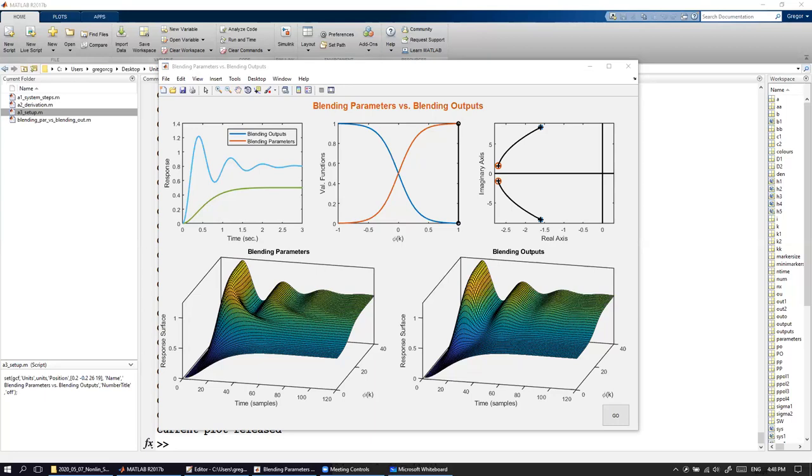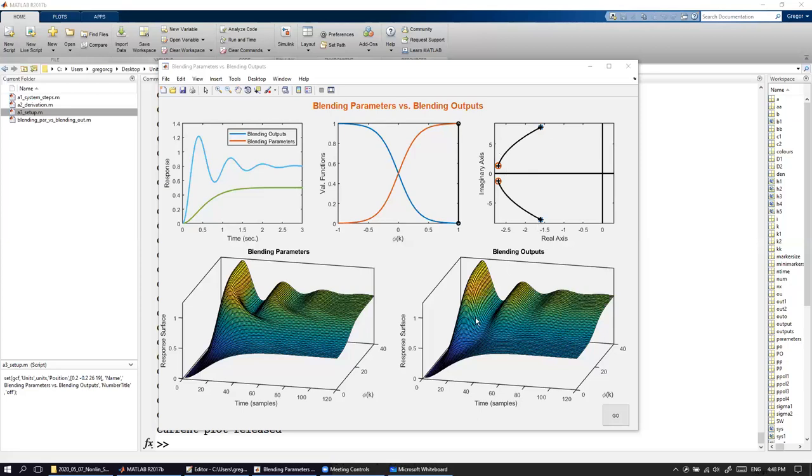So now, which realization of the local model networks is better? Which one is better? The blending parameters or blending the outputs? Parameters, why? Blending the outputs or parameters gives the same poles and zeros. No, it's not the same. The poles and zeros, they move, right? Based on the weight, based on the relative functions, right? They move around there.